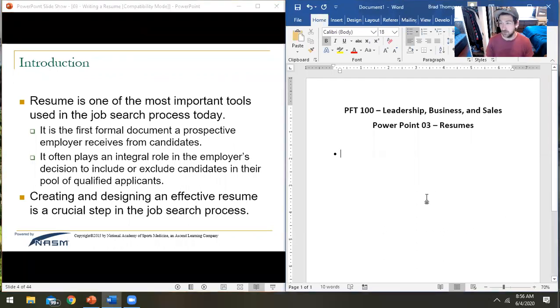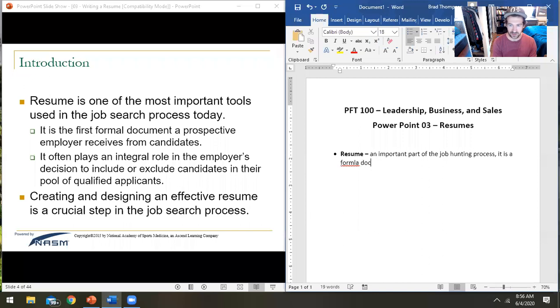It's a formal document, right? That's one thing that we need to remember. Being that it's a very formal document, we want to make sure that we're treating it as such, following a standard format, making sure that the font is clear and easy to read, not too fancy looking. So a resume is going to be an important part of the job hunting process.